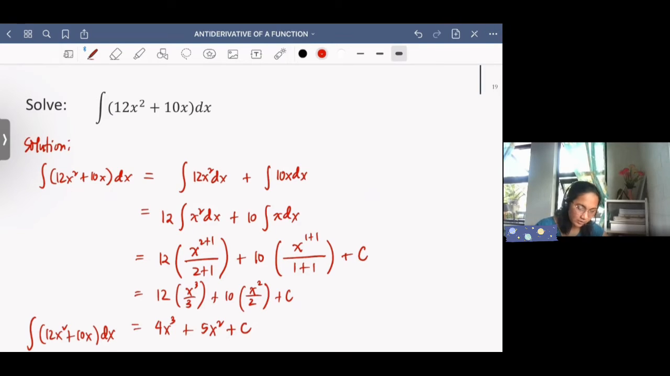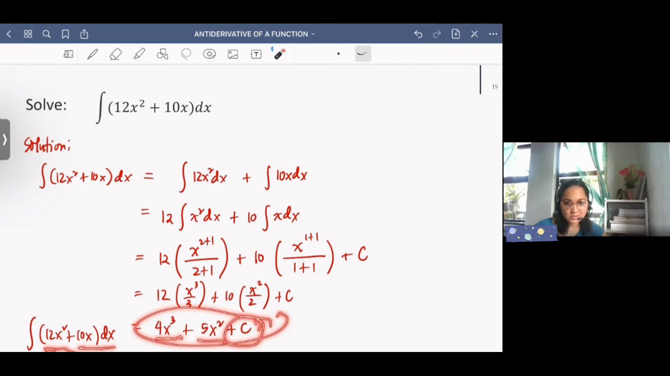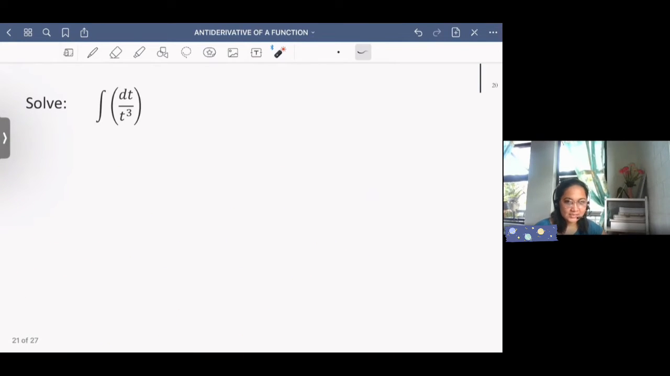If you want to check, you can just get the derivative of this expression. So, check natin. Derivative of 4x cubed, that will be 12x squared, which is the same with this. Next, derivative of 5x squared is 10x, and then derivative of any constant is 0. Thus, the integral of the quantity 12x squared plus 10x dx is equal to 4x cubed plus 5x squared plus c. Let's go to the next example.